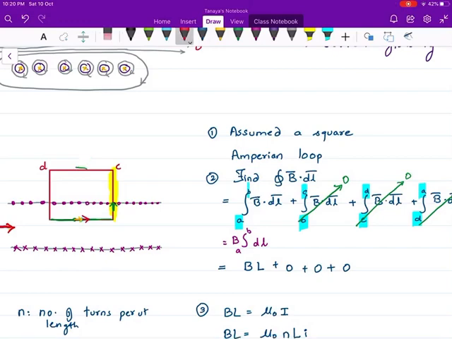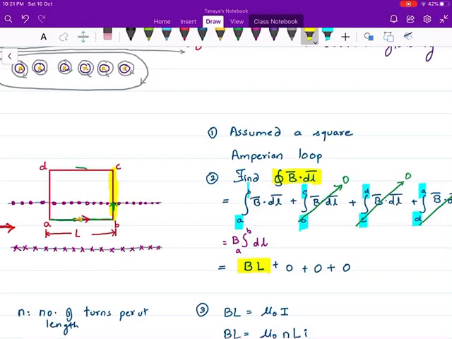Integration of this part from A to B. So suppose this length is L. I am considering the length L. So integration dl will be capital L. So I will get the answer for the integral B bar dot dl bar is equal to B into L, that is BL. Okay. Now what are we supposed to do?